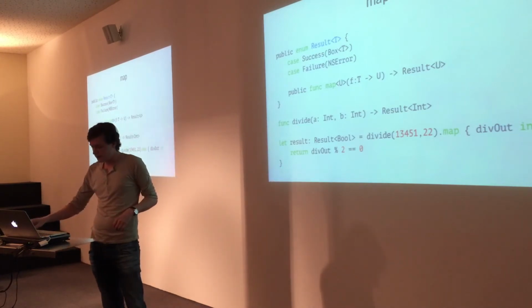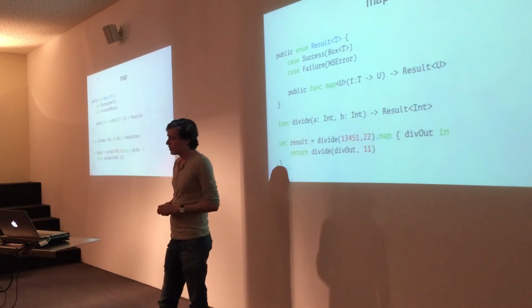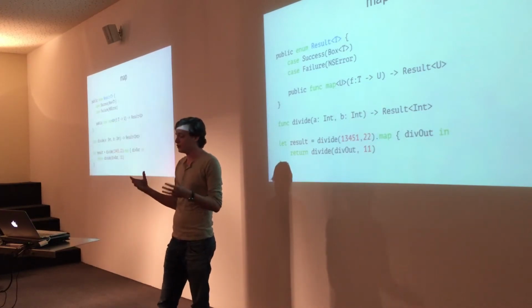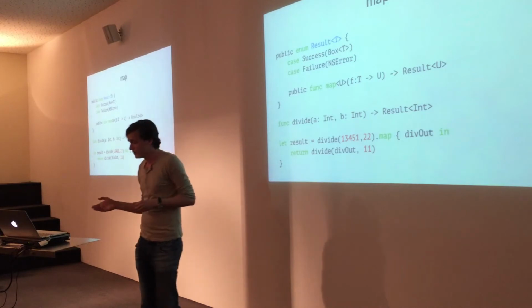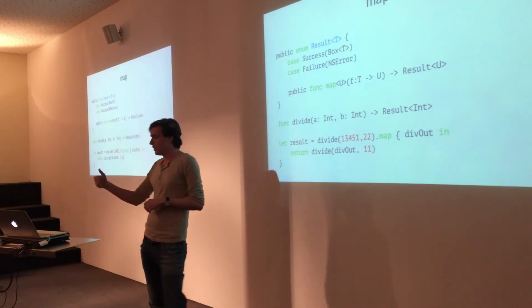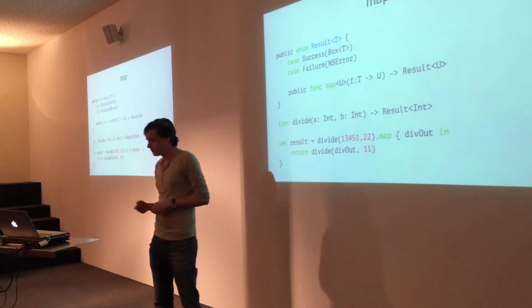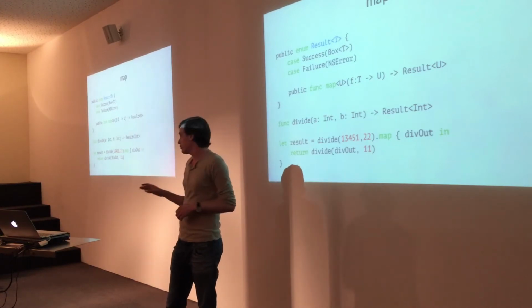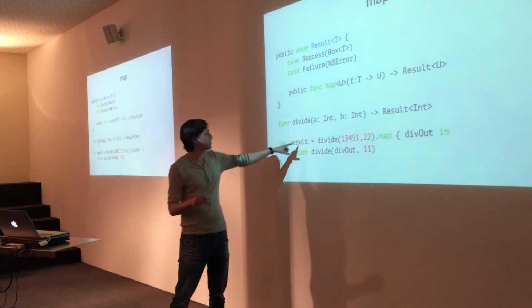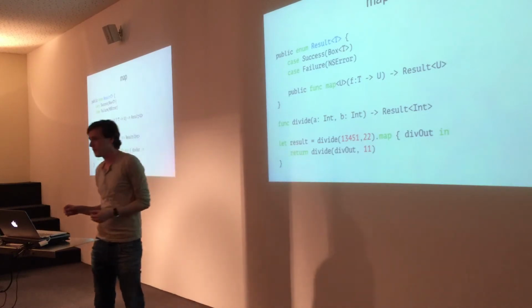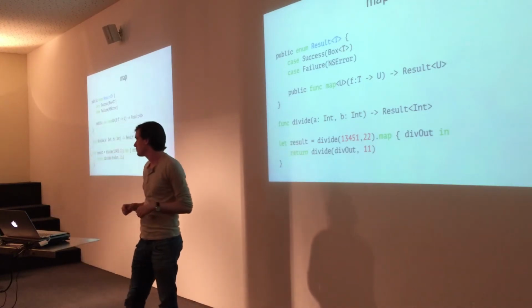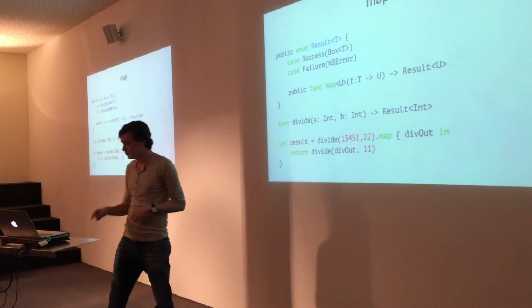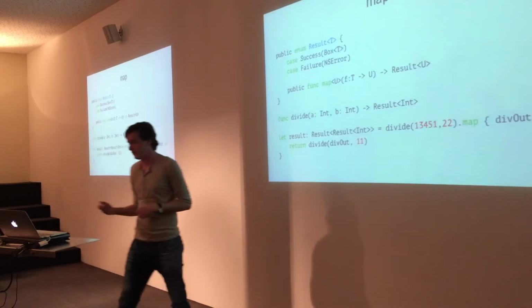So now let's try to do two divisions after each other. So chain two divisions. First we divide one number by the other, and then we divide the outcome again. Does anybody know what the type of this result is going to be? A result. Yeah, it's a result with a result with an int.